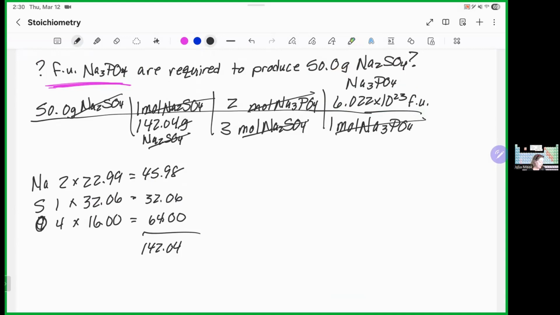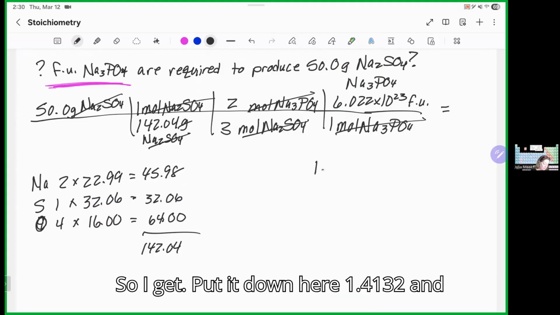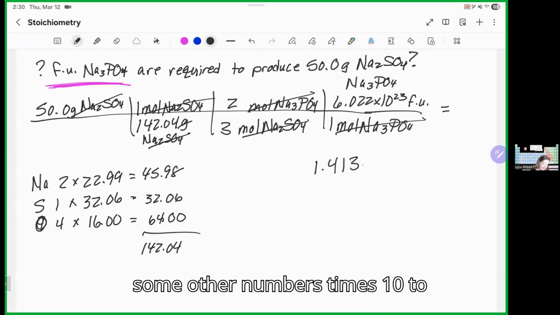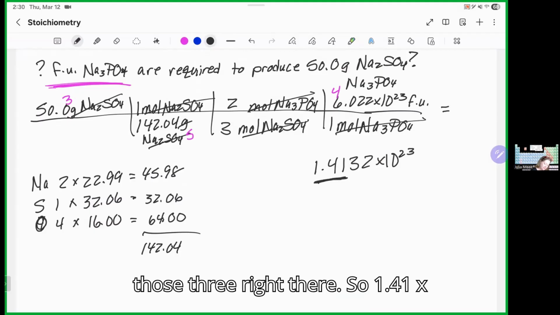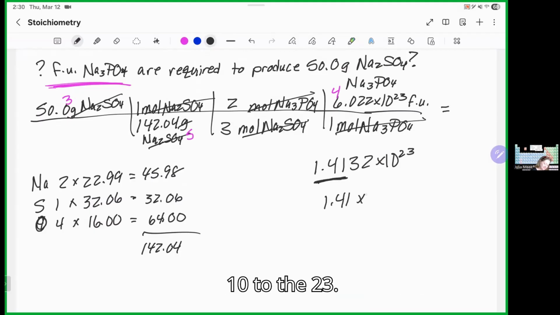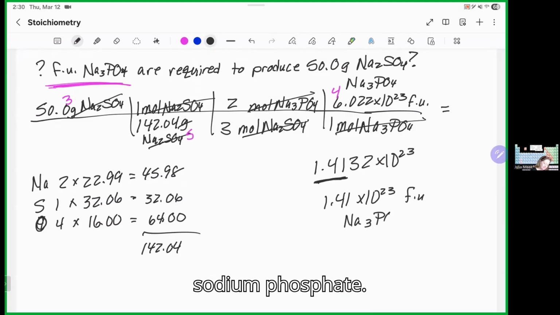So I get, put it down here, 1.4132 and some other numbers times 10 to the 23. And here I have 3 sig figs, 5, and over here is 4. So I'm going to go with 3 sig figs, those 3 right there. So 1.41 times 10 to the 23 formula units of sodium phosphate.